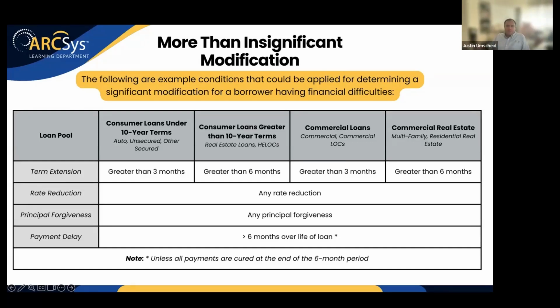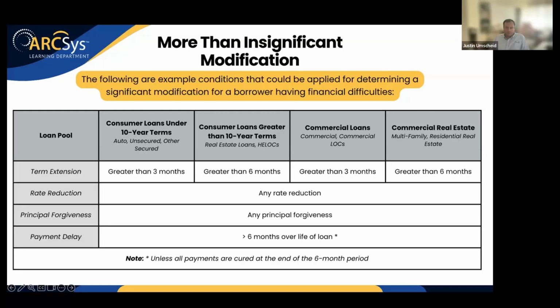We've broken this out. This is really trying to say, all right, what meets the definition of a more than insignificant modification? And we've broken this out by different types of loans at the top. So you see, right, consumer loans under a 10-year term, over a 10-year term. Then we've got commercial real estate. Then what we've done is we've broken this down underneath by each of the different exception types.